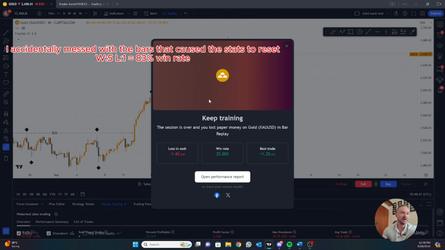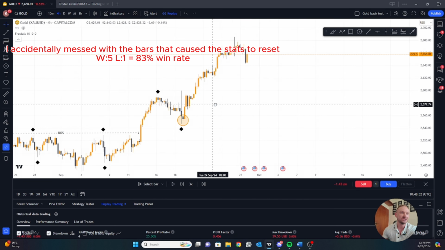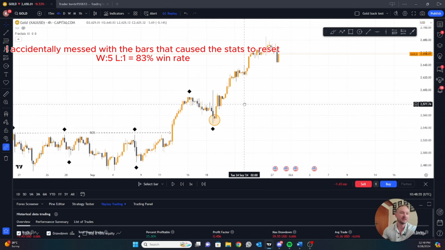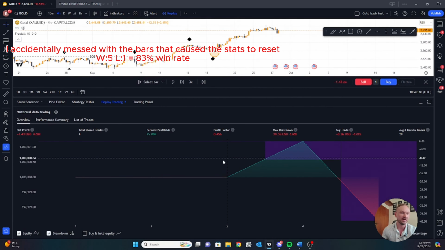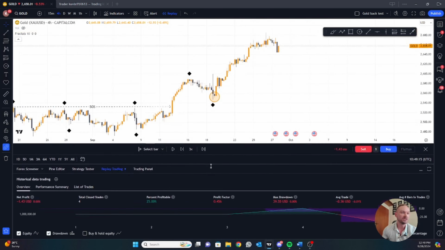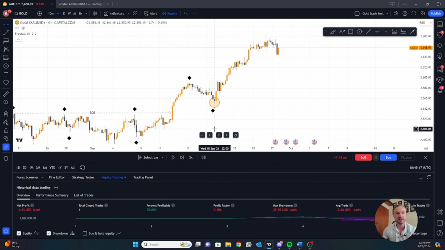Okay, so it says I've lost, but it doesn't give me my win rate, but I've actually just lost one trade in the backtesting. It should give me a lot bigger win rate than 25%. But unfortunately I did that bar replay and that messed up the stats a bit. If you guys want to backtest the strategy, I'll do a backtest again. It took me a while to run through this now.